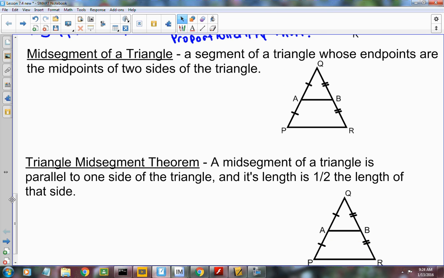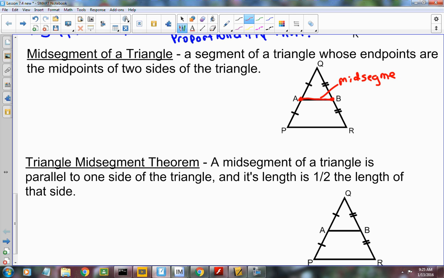Alright, the next thing we want to talk about is the midsegment of a triangle. Back in the chapter on quadrilaterals, we talked about a midsegment of a trapezoid. Well, this has a lot of similar characteristics. A midsegment of a triangle is a segment whose endpoints are the midpoints of two sides of the triangle. So you see here that A is the midpoint of PQ, and B is the midpoint of RQ. And so if we connect those, we get the midsegment.